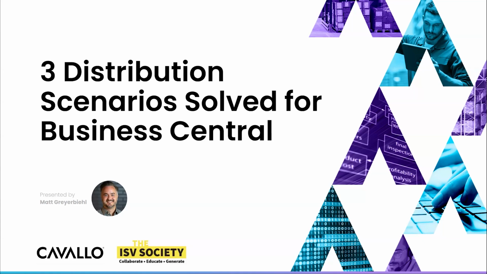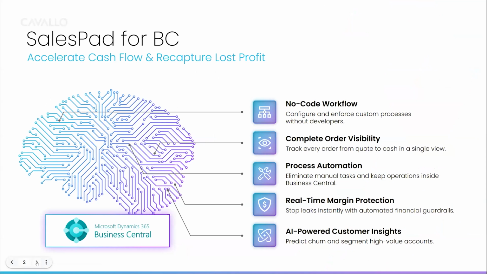Specifically, what we'll be looking at today is our SalesPad for BC, or the Mission Control workflow engine. We sit directly on top of Business Central to automate any of those heavy touch point manual processes in that order management flow. We do that with a very powerful no-code workflow tool set that gives you not only complete visibility, but also automation over your process.